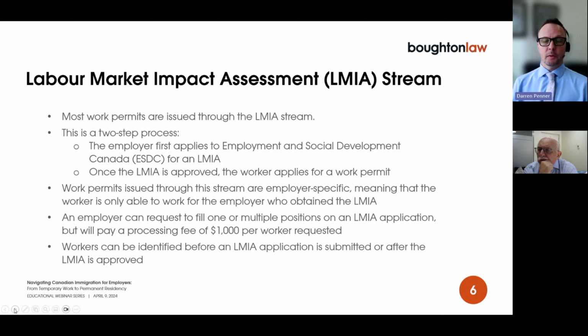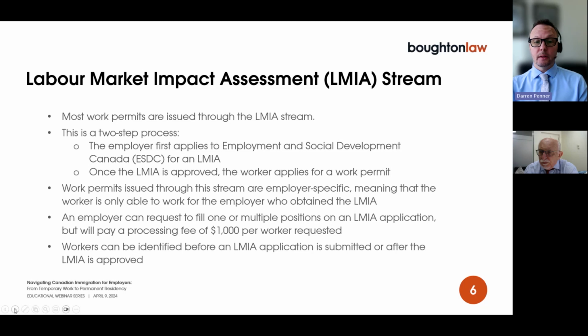When the LMIA is issued, then that worker's name is on it, and then the worker applies for the work permit. In other cases, employers approach us and say, you know, we need concrete forms carpenters, and we need 5 of them. We haven't identified them all yet, but we know we have these 5 openings, and that's also possible. So we can apply for a labor market impact assessment and list 5 positions, and once that's approved, then 5 people can apply for work permits based on that LMIA. There is a $1,000 processing fee per worker.